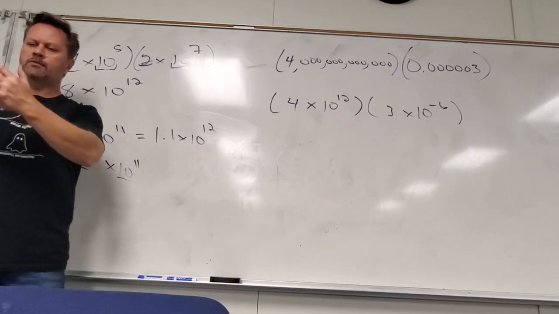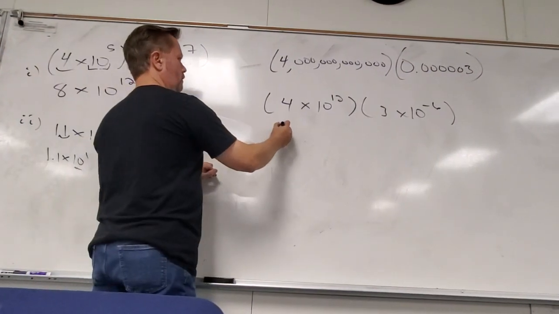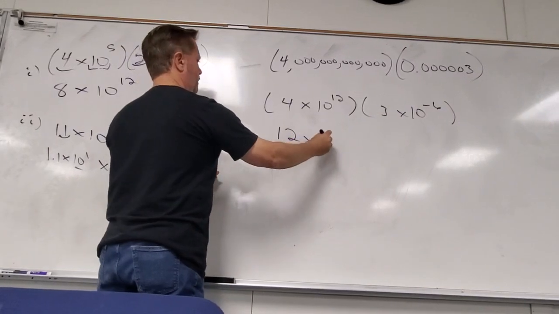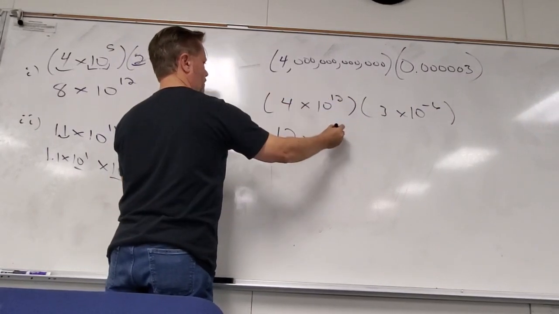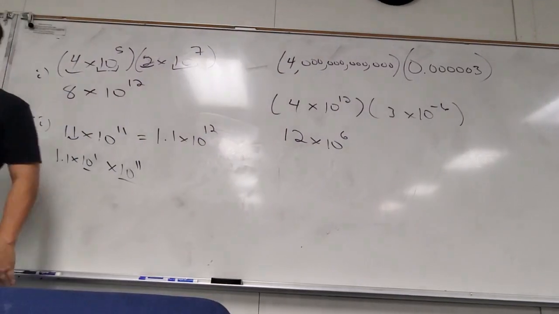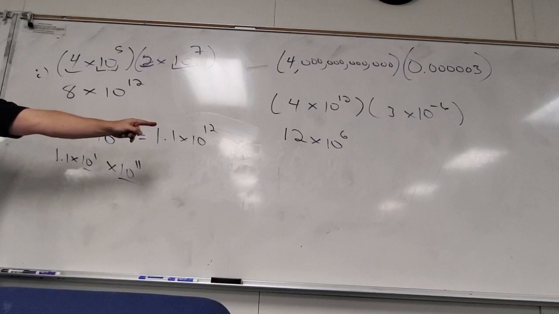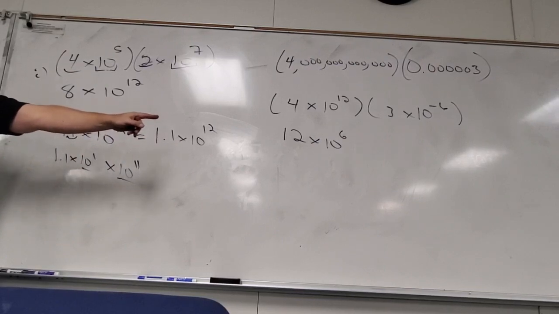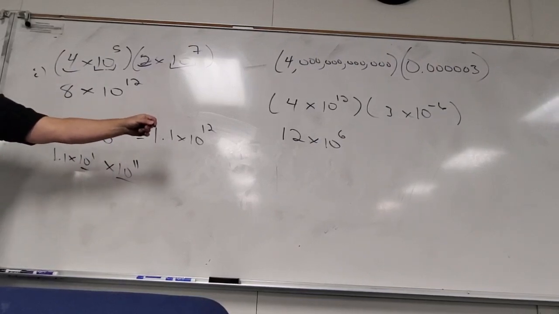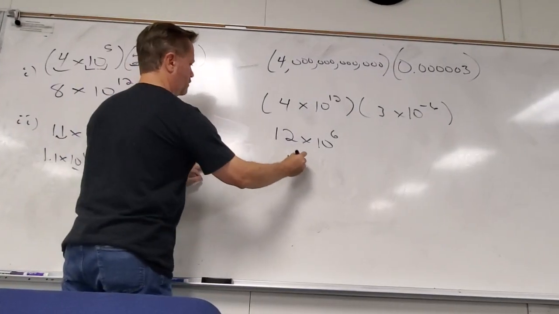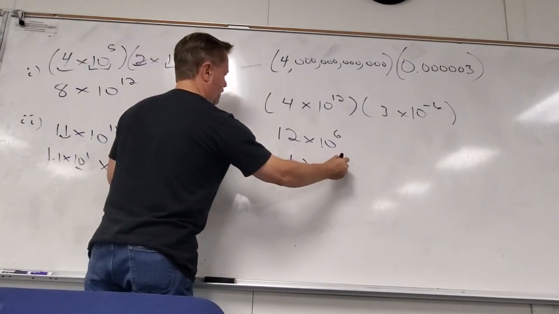So when you multiply your numbers together, you get 12. And when you multiply your 10 stuff together, you get, good, because you add powers. Is that in scientific notation? Nope. So it should become 1.2 times 10 to the 7th. Kick ass.